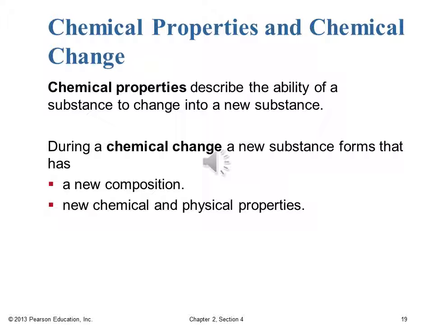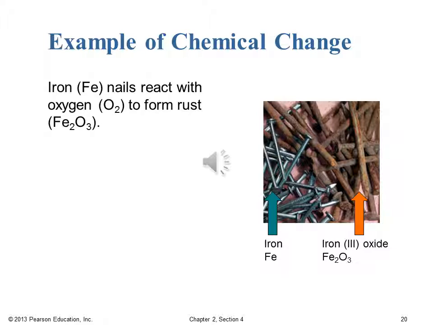So that's why if you get a color change, or if you get heat given off in a chemical reaction, these are because there's a difference in what you've made at the end versus what you start with at the beginning. So one example of a chemical change would be iron nails react with oxygen in the air to form rust. So the iron itself is a metallic, shiny, silvery metallic solid. It reacts with oxygen, a colorless, odorless gas, and it forms the reddish, brownish iron(III) oxide, Fe2O3. So you take two elements in this case and you make a compound.